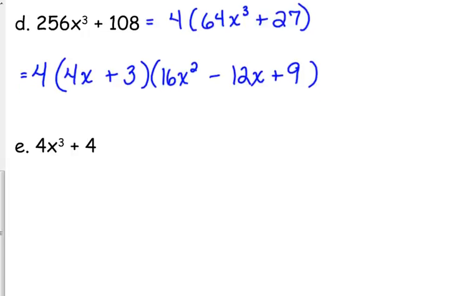Okay, one more. 4x cubed plus 4. GCF of 4 again. So take out the 4. When we do, we're left with x cubed plus 1. Don't forget, you got to put that plus 1 there. It's not just x cubed. 4 divided by 4 is 1, not 0. You got to put a 1 there in its place or you don't preserve the original problem.